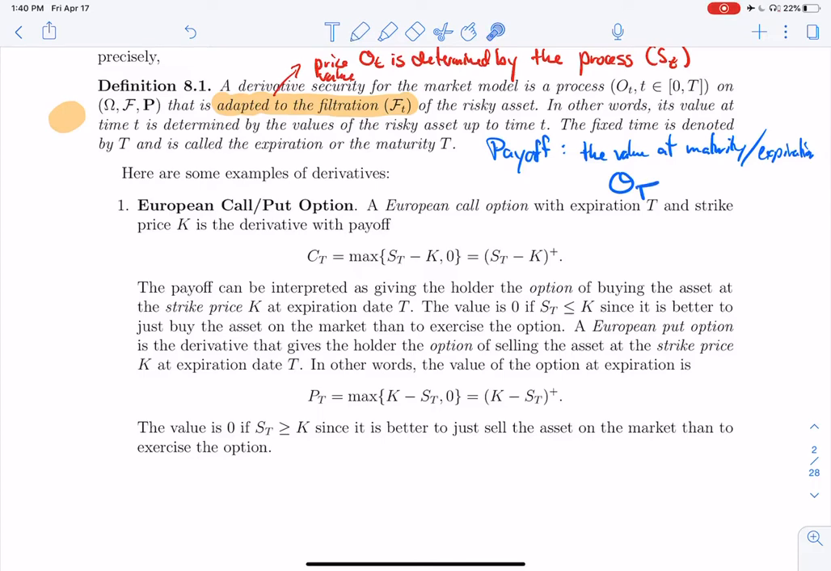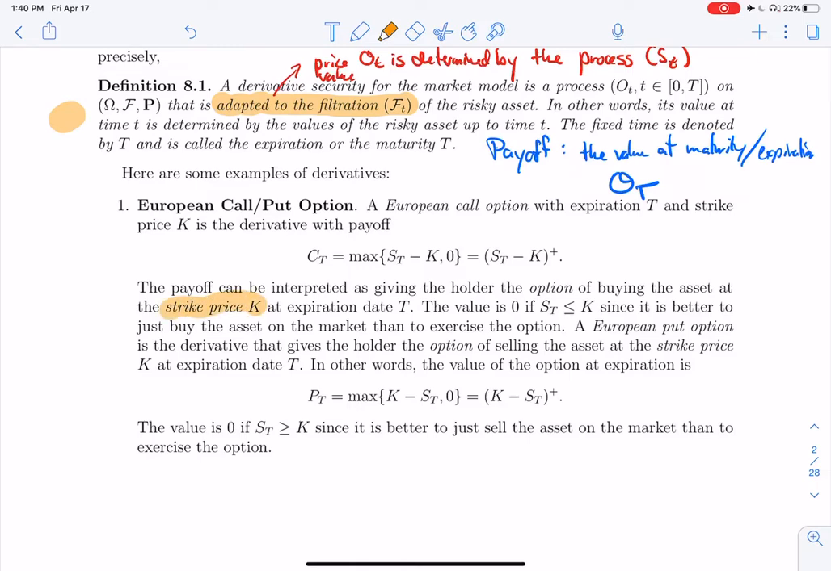Okay, so the first derivative we see is a European call option. We write C for call. So what's the payoff? It's the maximum between 0 and S_T minus K. So the price of the risky asset at expiration minus K, and 0. Okay, so it's the positive part of S_T minus K. K is called the strike price.